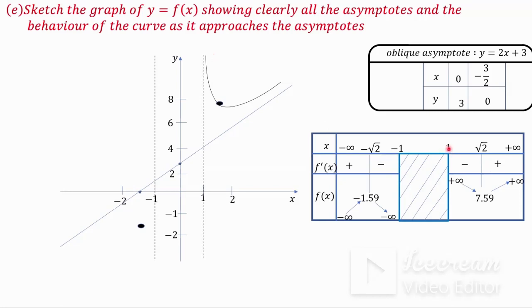It does not touch the vertical asymptote. It moves from positive infinity towards the turning point, and then it moves again towards positive infinity, trying to get towards our oblique asymptote. Even if it is too far, it was supposed to be much closer.